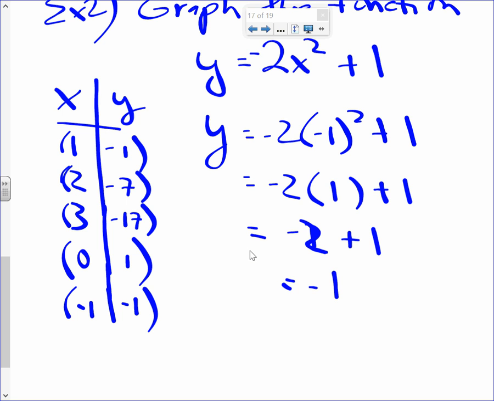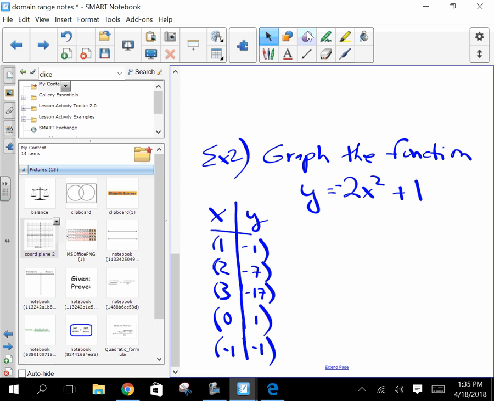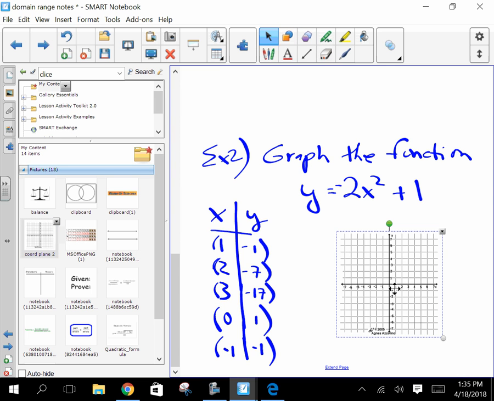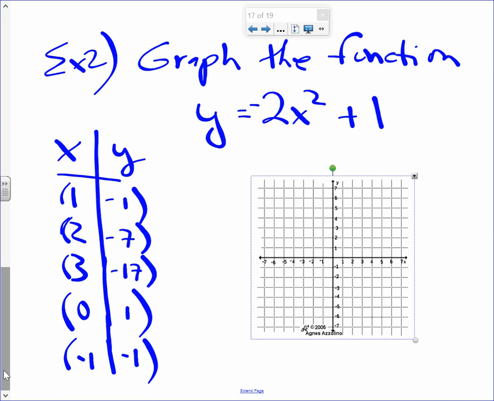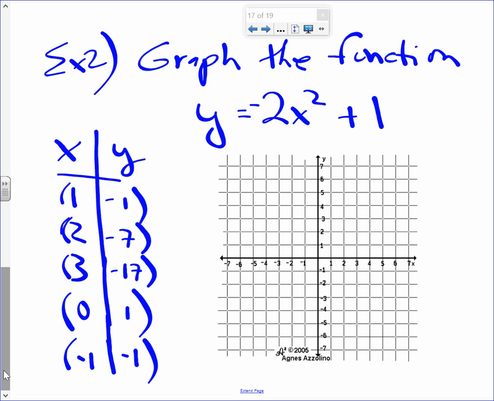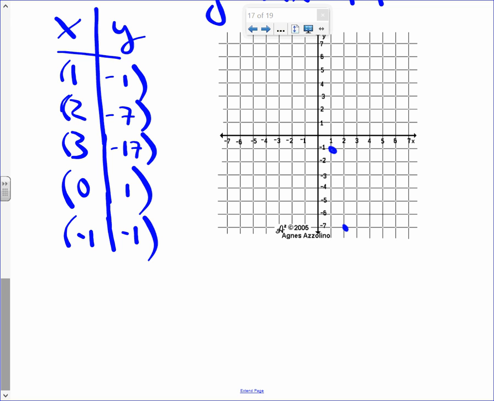Let's see if this is linear or non-linear. We're about to find out. Questions so far before we plot these puppies? You guys are doing good for Wednesday, I must say. Non-linear or linear? What do you think, Valdez? Let's see. So graph it with me. Okay, here we go. 1, negative 1. 2, negative 7. 3, negative 17. That's way off the chart, so forget that one. So 3, negative 17 way down here.